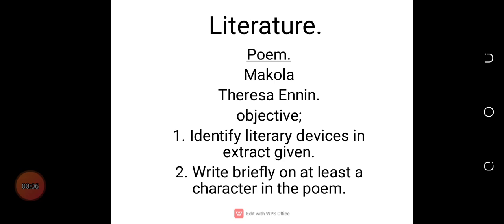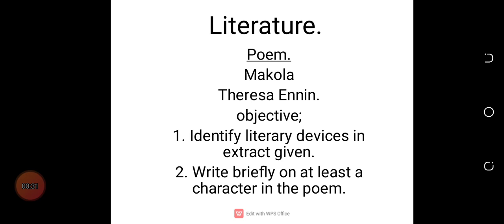I welcome you to today's lesson, and I'm going to take you through one of the aspects of English language, literature. Under that, we'll be looking at poetry, and we'll be looking at one particular poem, the Cockerel Macaulay by Theresa Enin.